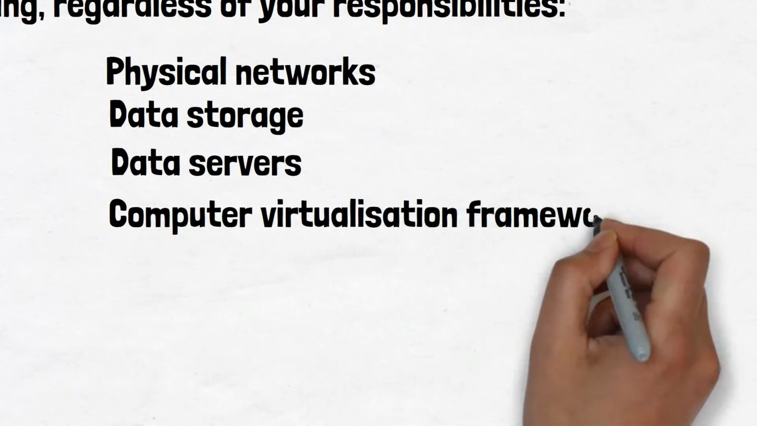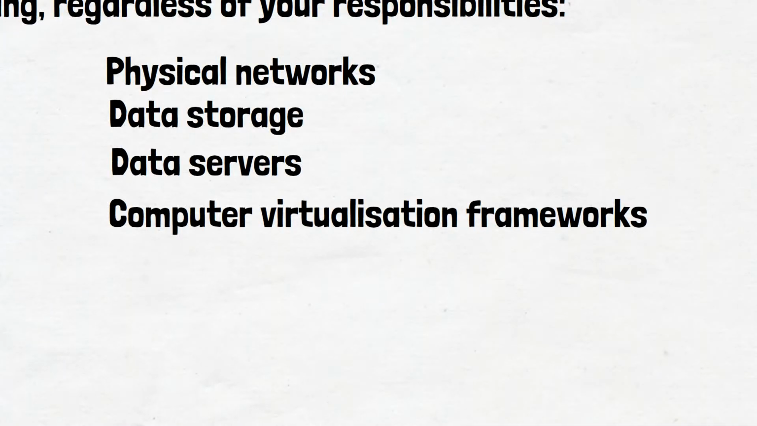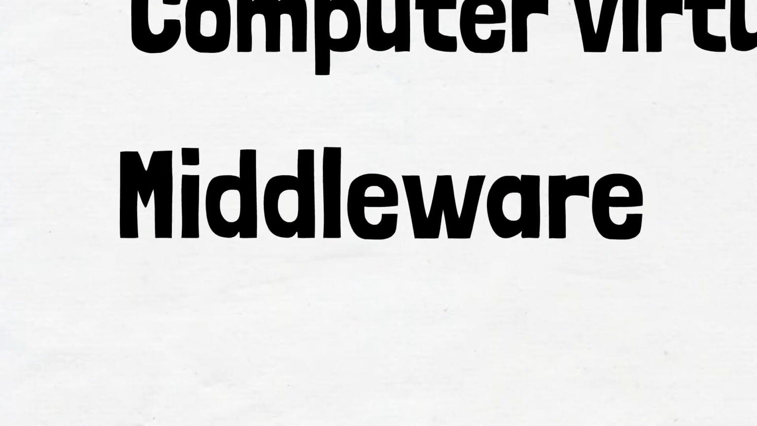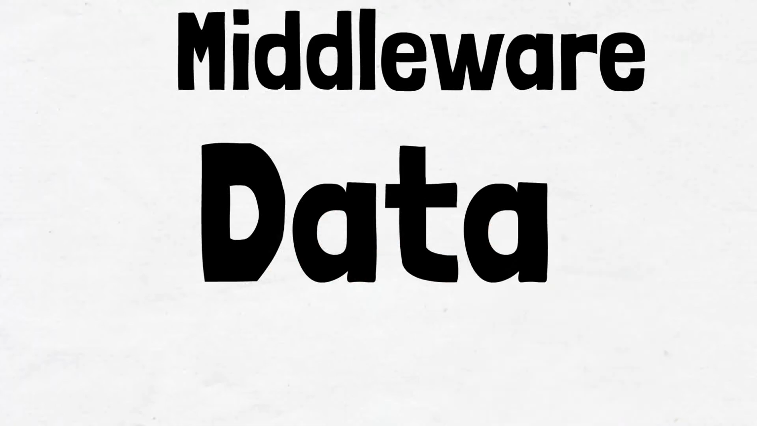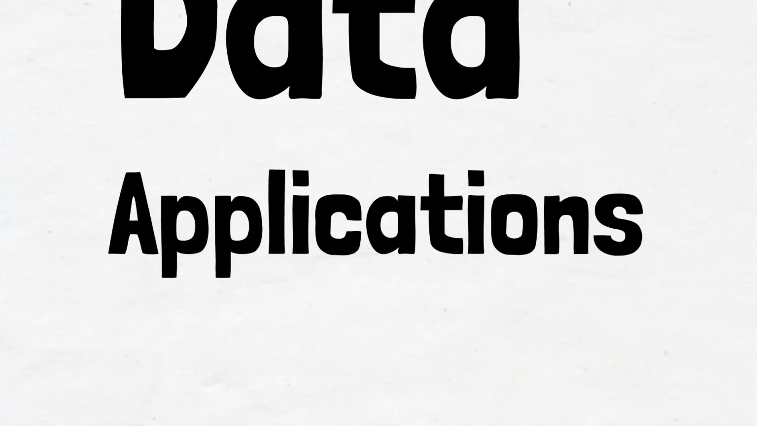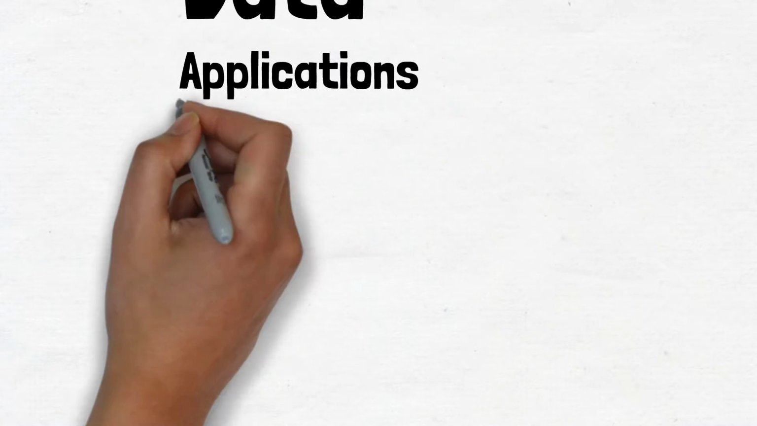Computer virtualization frameworks like virtual machine software, host machines, and guest machines. Middleware application programming interface, API, management. Data, all the information stored, modified, and accessed. Applications, traditional software services like email, tax software, productivity suites, etc.